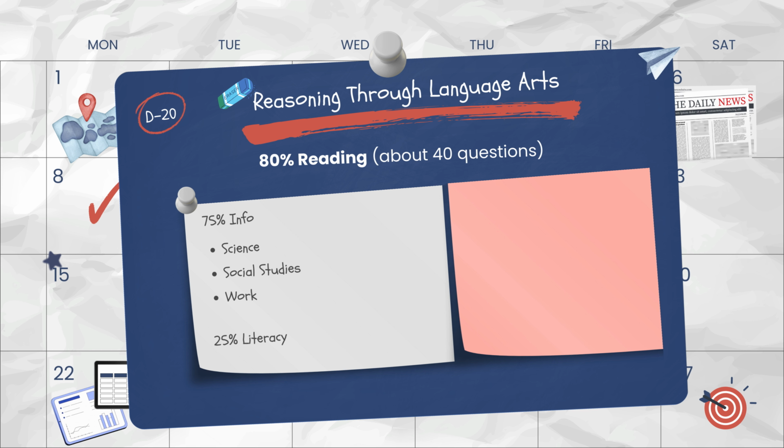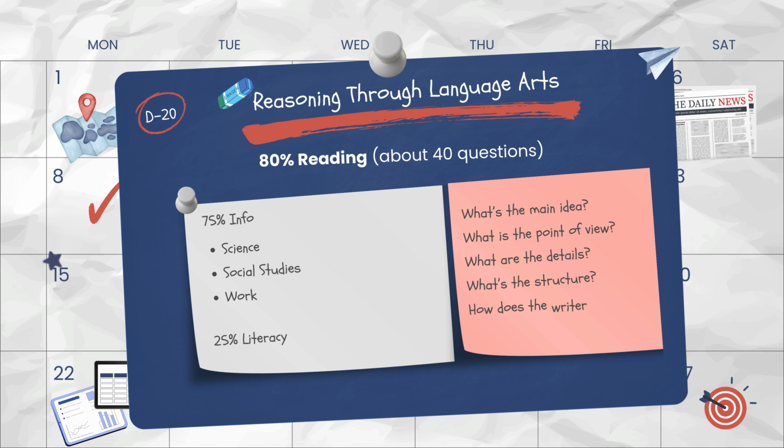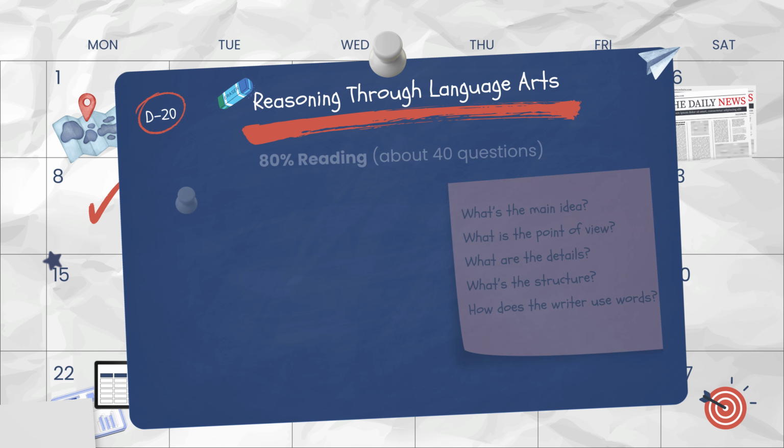Then, you'll answer questions like, what's the main idea? What details support it? What's the author's point of view? Or even, how does the writer's word choice shape meaning? The goal is to show you can analyze information just like you would in real life.